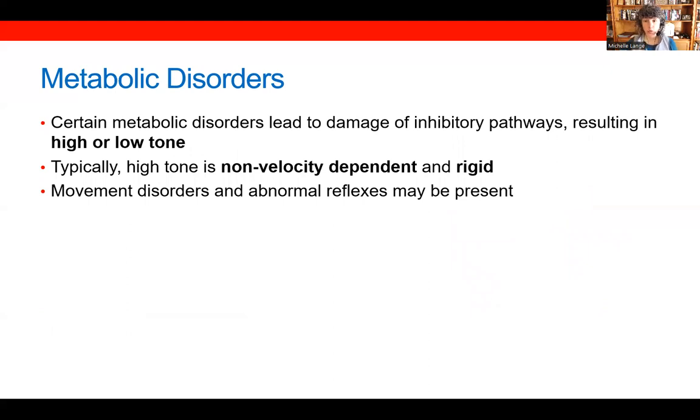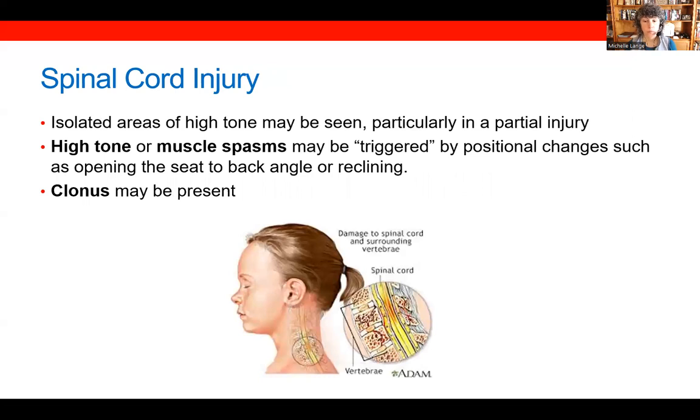Certain metabolic disorders also can lead to damage of the inhibitory pathways coming down from the brain and spinal cord. This can result in high or low tone. Typically, high tone is non-velocity dependent and rigid, and it can be progressive depending on the nature of this disorder. Movement disorders and abnormal reflexes may be present. It's going to depend on that individual.